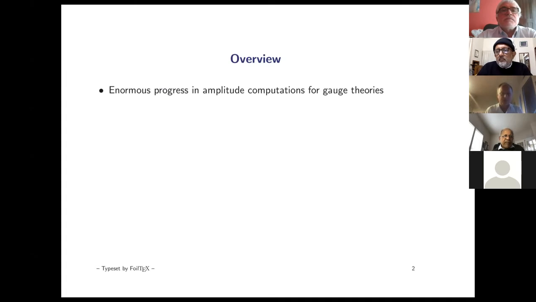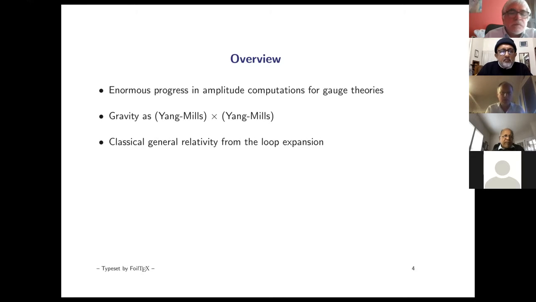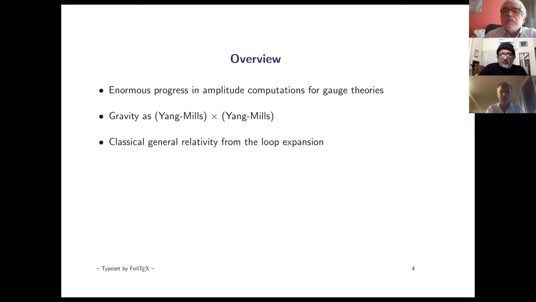I will briefly mention the enormous progress that has been made in amplitude calculations in gauge theories for the last, let's say, 20 years. And that has also had a surprising impact in gravity due to this double copy relation, which identifies gravity as a square, in a very precise sense, of Yang-Mills theory. And then I'll talk about classical general relativity from the loop expansion. So this talk is about how to derive observables in classical general relativity from quantum field theory.